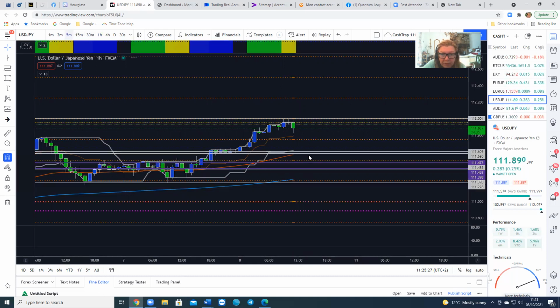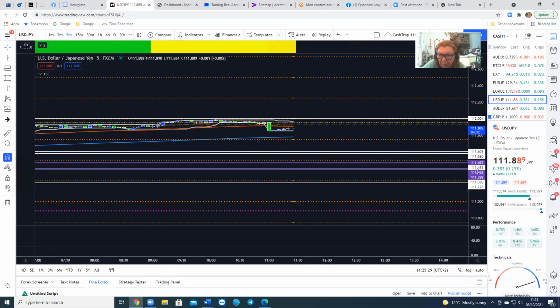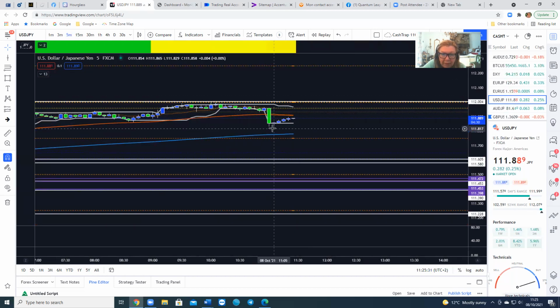And on the 5 minute, not much movement. So we had a big candle, not much movement. This blue moving average is still moving up. So as I said, it's non-farm payroll day, so you don't always get very clear movements on things.